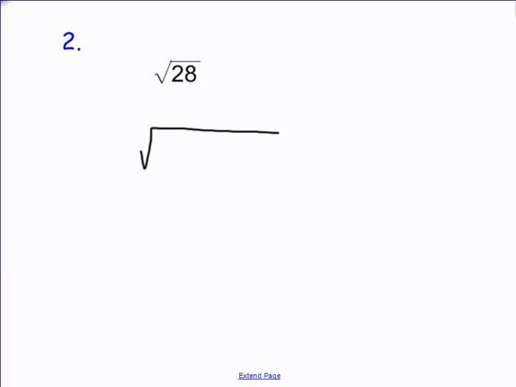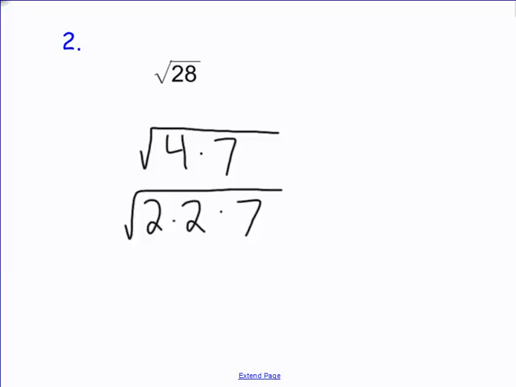So I first think, okay, what times what gives me 28? The first one I thought of was 4 times 7. That was just the first one. You could do 2 and 14 if you wanted as well. You'd still end up with the same thing. Then you look at these two numbers and try to break down any more of them you can. So 4 I know is 2 times 2, and 7 is prime, so I can't break it down anymore.